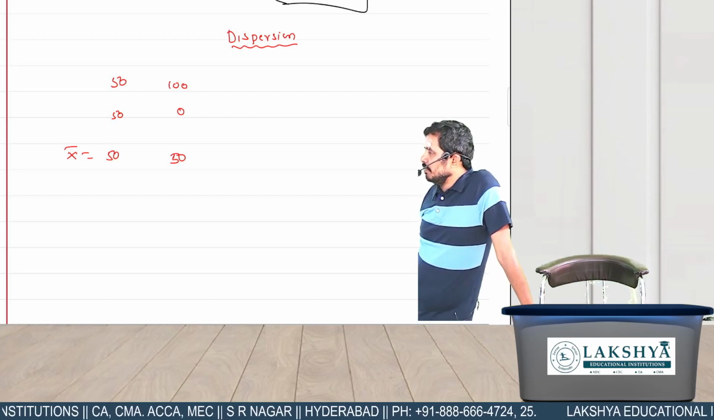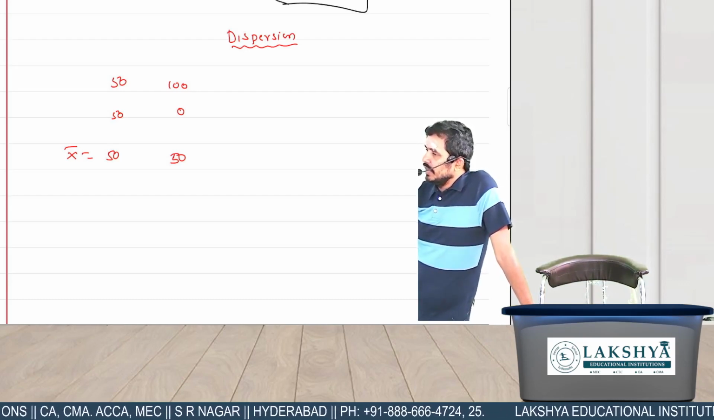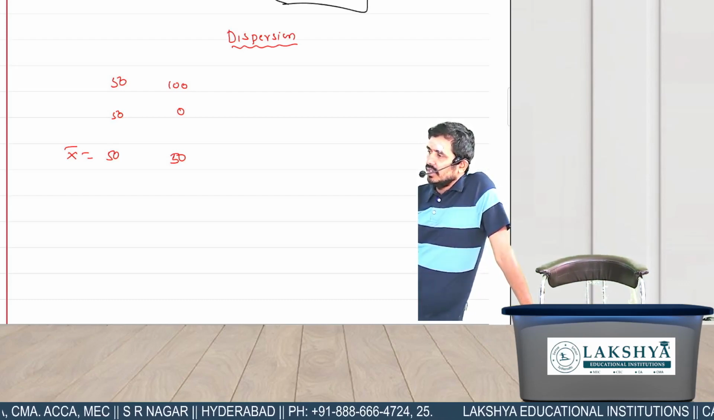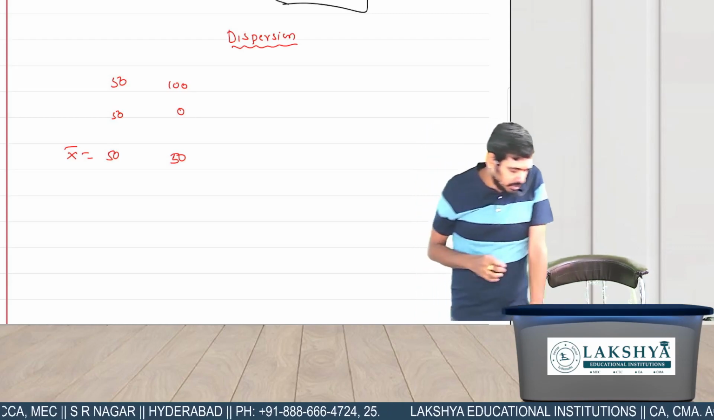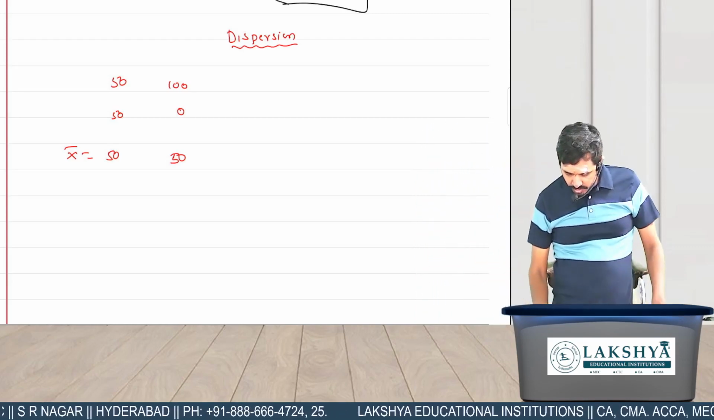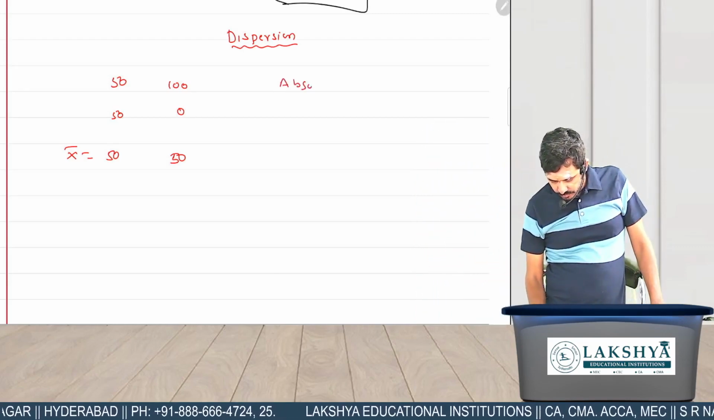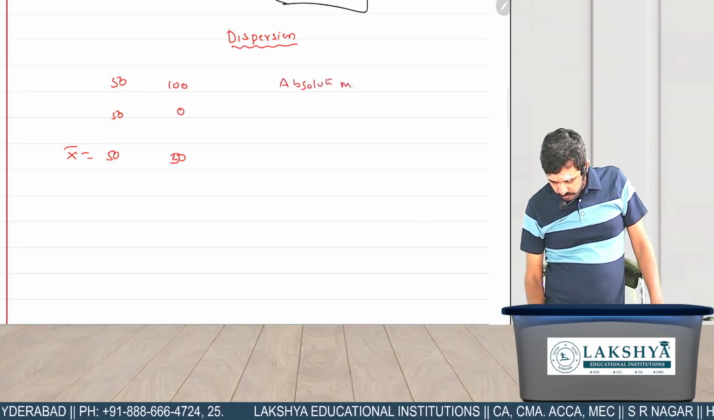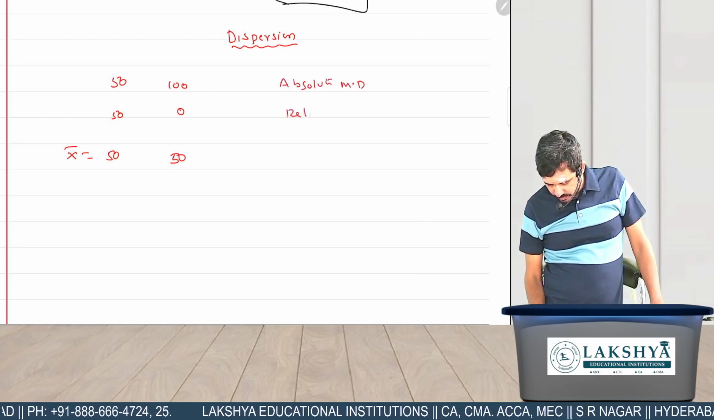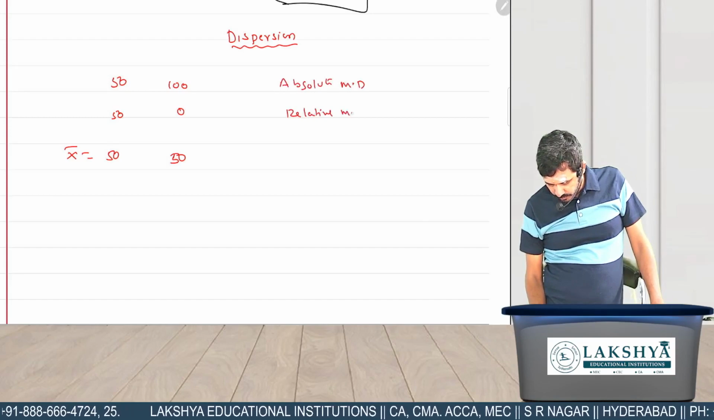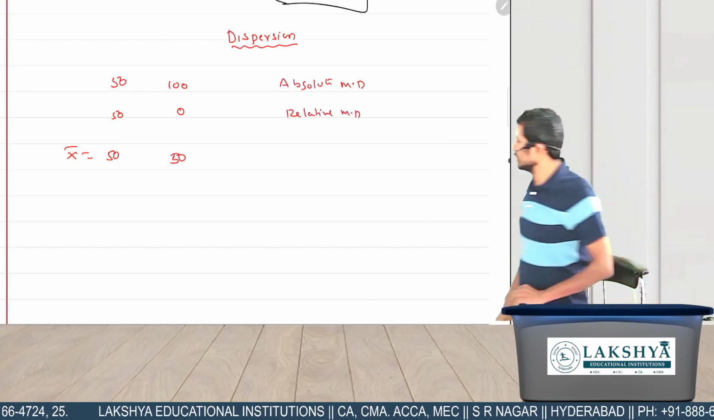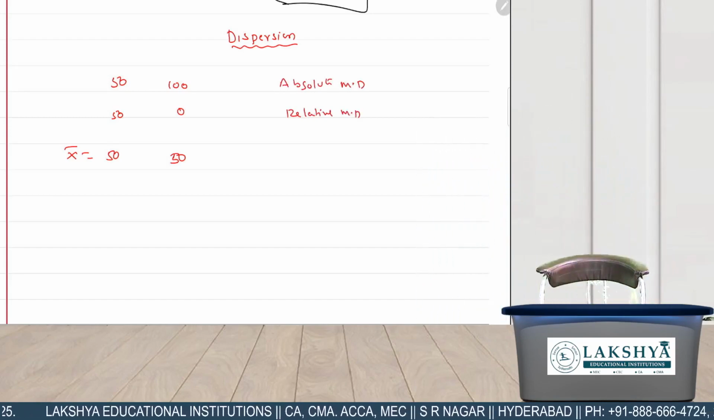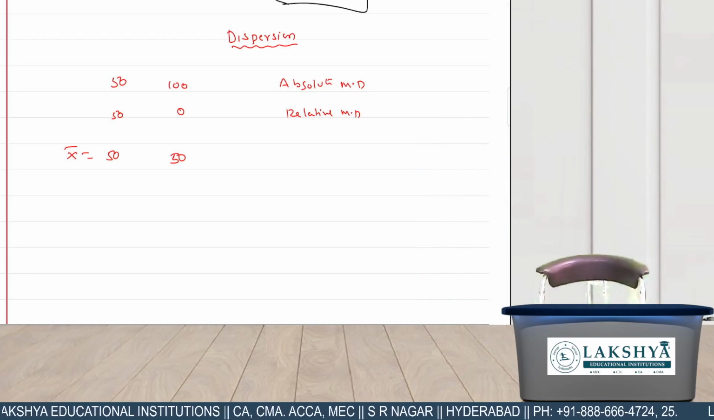Clear the point? Measures of dispersion are of two types. One is called the absolute measure of dispersion, and the second one is the relative measure of dispersion. First one is an absolute measure of dispersion. Second one is a relative measure of dispersion.